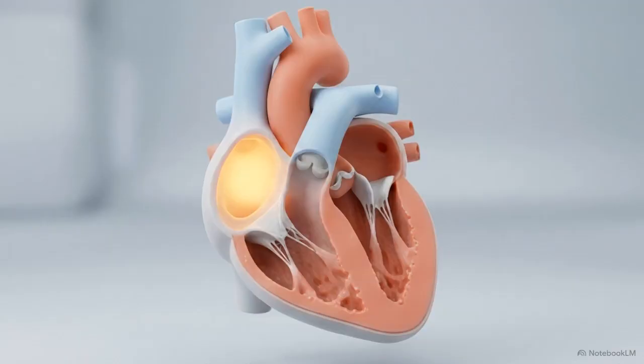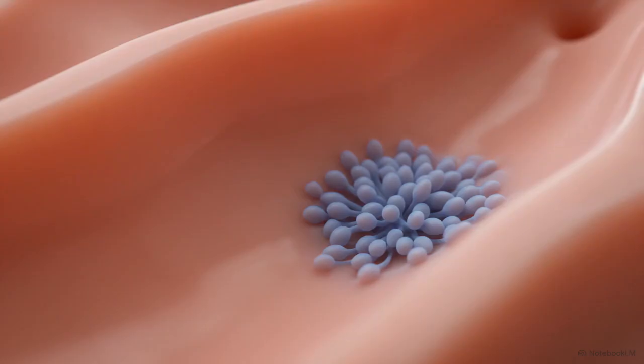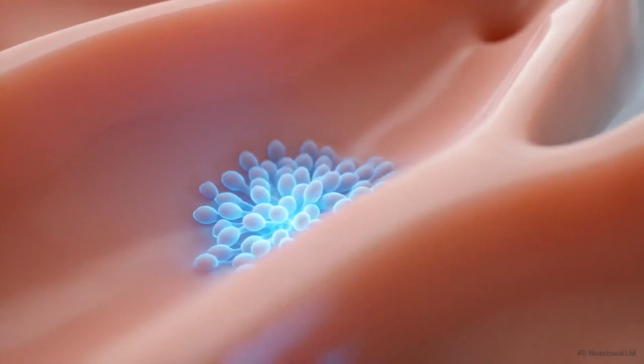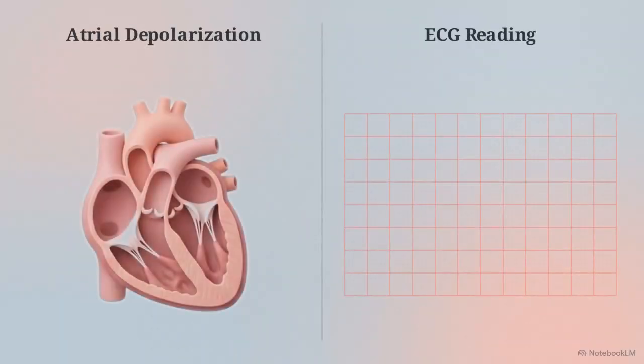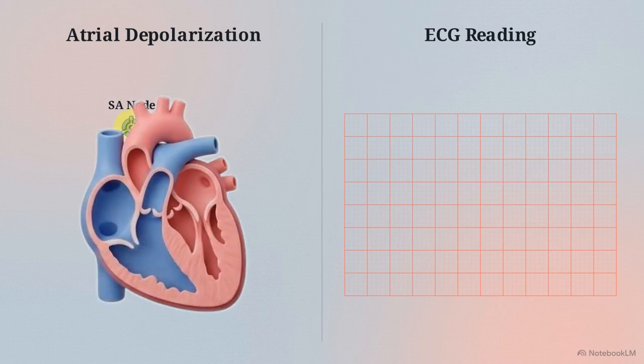The cycle starts in the right atrium, near the entrance of the superior vena cava. Here, the sinoatrial node, or SA node, acts as the natural pacemaker, firing the initial spark that dictates the heart rate. In this split-screen visualization, watch the left side as electrical impulses spread from the SA node throughout both atria, stimulating them to depolarize and contract. On the right, this event draws the first small curve on the ECG grid, the P wave, lasting between 0.08 and 0.10 seconds.